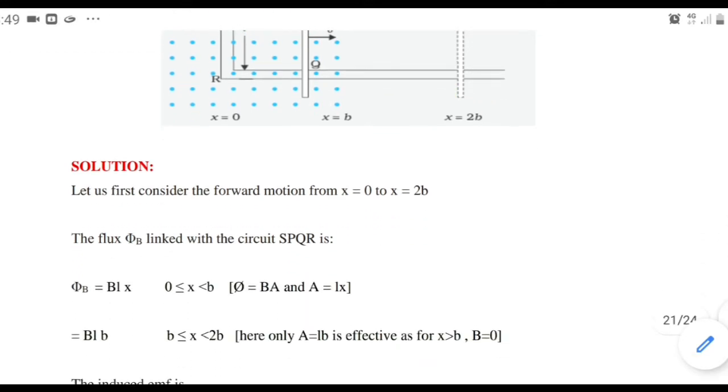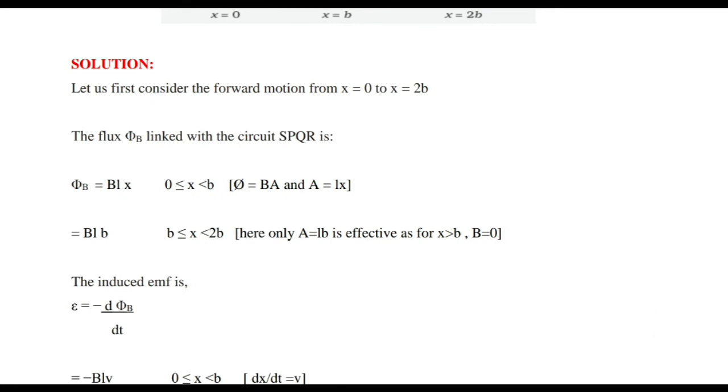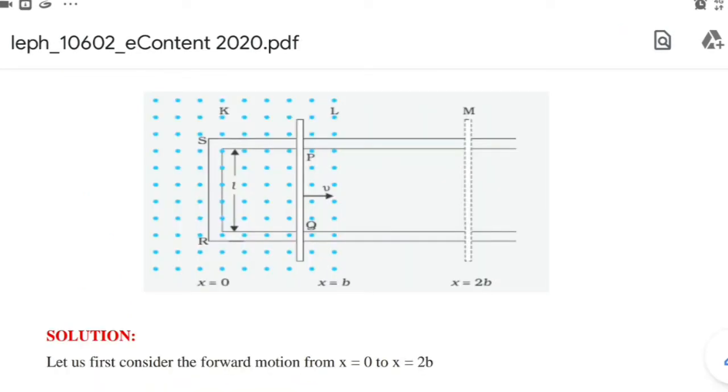So when the conductor moves from x equal to 0 to x equal to b, the expression for flux is BLx, and when it is moved from x equal to b to x equal to 2b, the expression for flux is BLb. It is because when the conductor is moved from b to 2b, there is no change in magnetic flux.